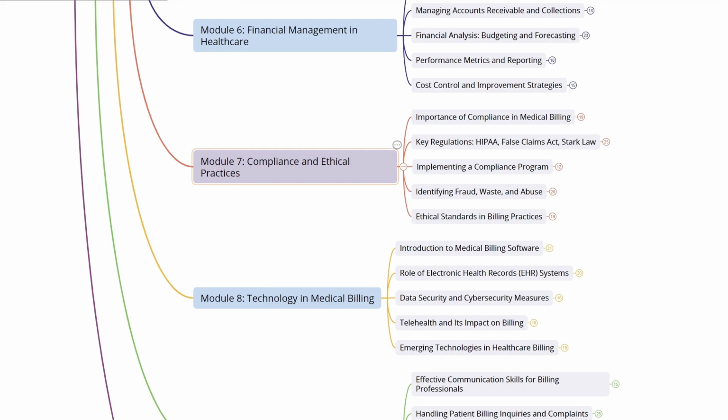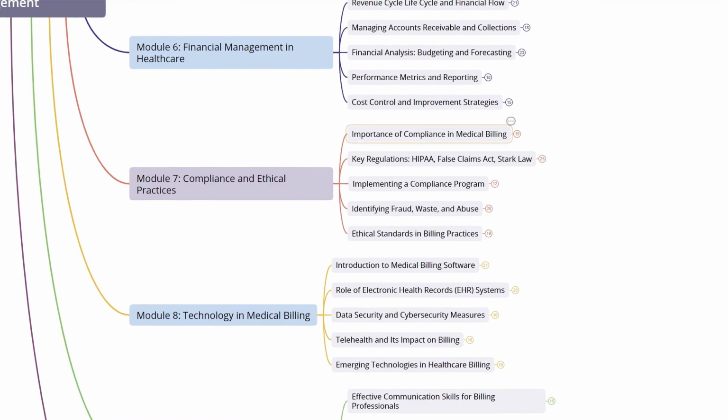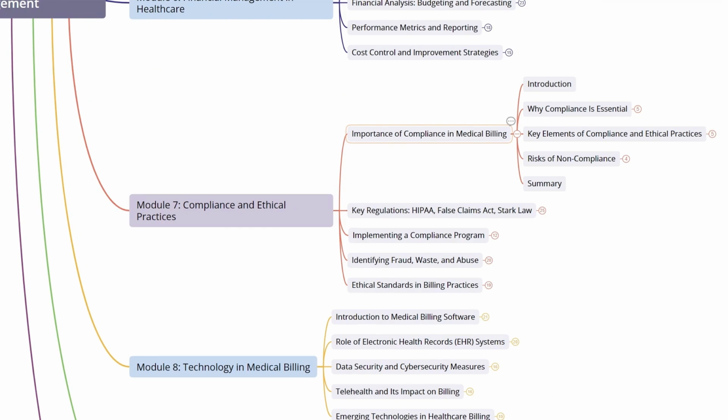Module 7, compliance and ethical practices. Compliance and ethics are the cornerstone of trustworthy and sustainable healthcare billing practices. Firstly, the importance of compliance in medical billing. Compliance ensures that healthcare providers follow applicable laws and regulations, avoiding legal penalties and audits. Proper compliance protects both the organization and patients and supports accurate reimbursements.